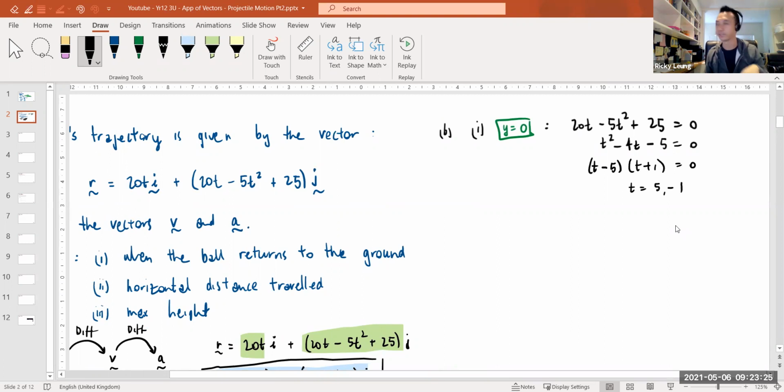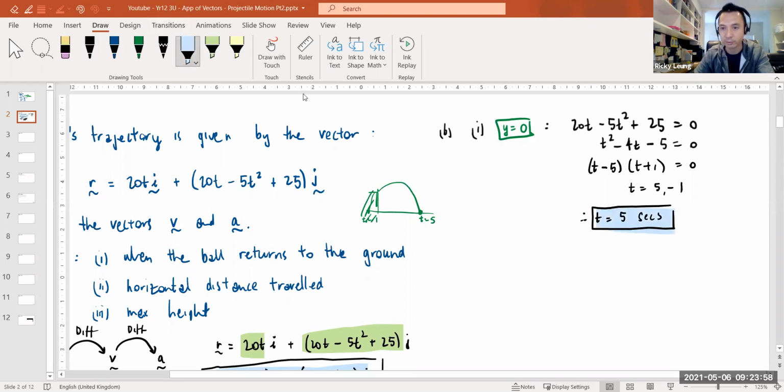So it looks like I've got 2 times where it hits the ground, which is possible if you begin with some sort of height. So when t equals 5, it'll land on the ground, but also, if I went -1, it'd hit the ground as well, but I don't want that. I just want this. So my answer is therefore t equals 5 seconds. That makes sense.